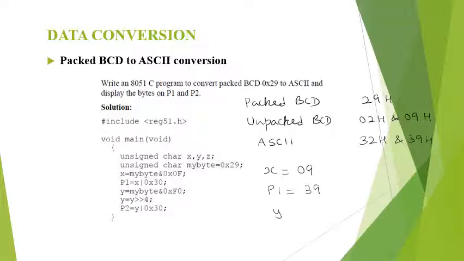And then y is 29 bitwise AND with F0. So we get 20. We have to get unpacked BCD 02, so we shift right 4 bits. So we get y equal to 02. And then port P2 is y OR with 30, that is 32. So the packed BCD number 29 is converted to ASCII numbers, which are displayed in the P2 and P1 ports, that is 32 and 39.